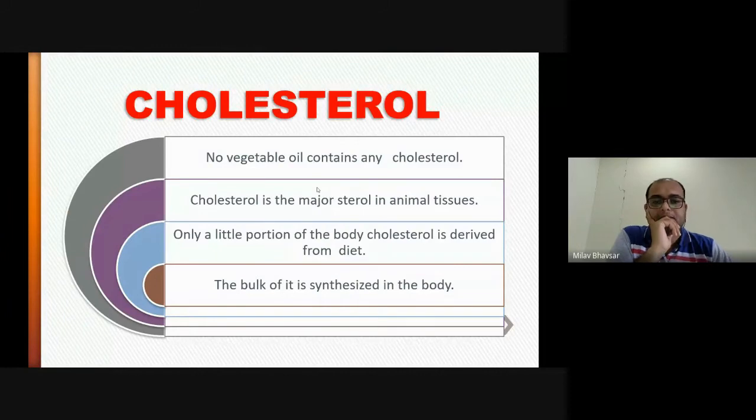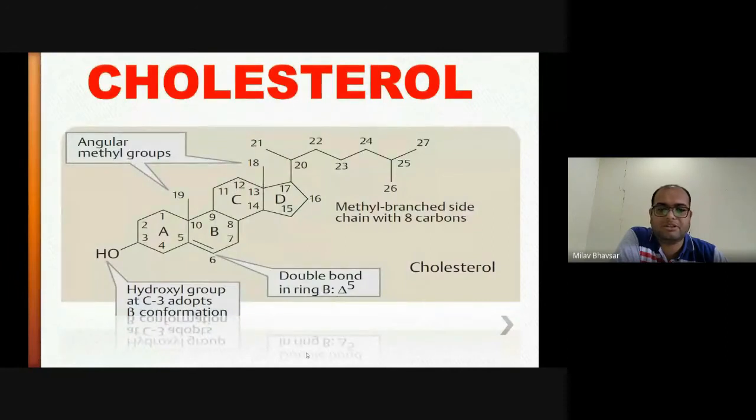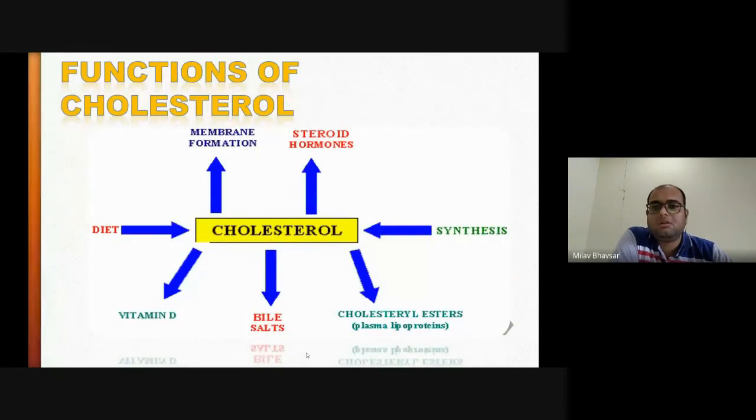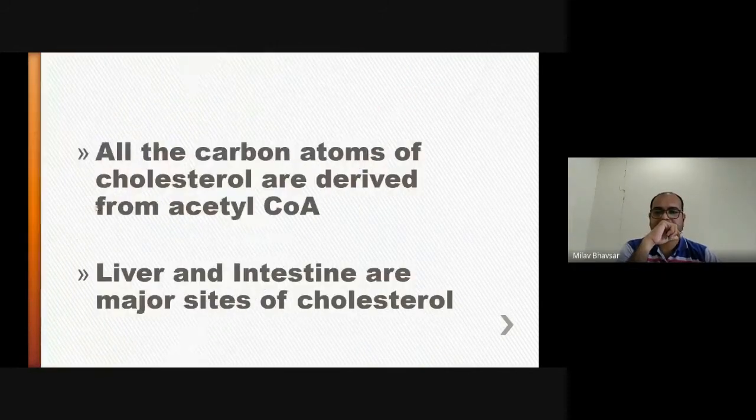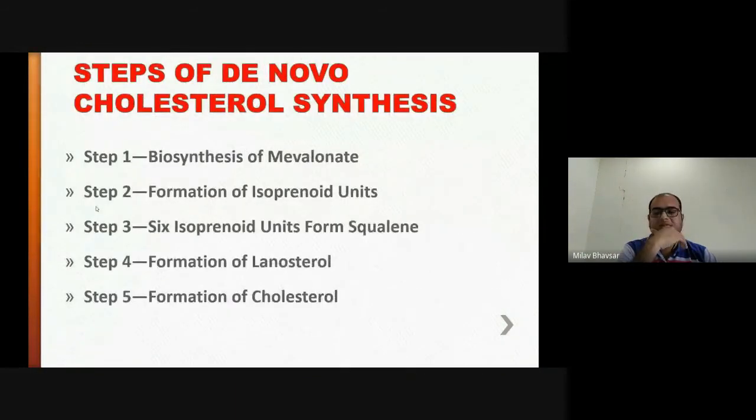Remember, this is a major staple of the animal tissue. Okay, most of it is synthesized inside the body only. This is the structure. What are the functions? Again, we are discussing membrane formation, steroid hormones, cholesterol ester, bile salts, vitamin D. So how does this cholesterol biosynthesis occur? All of the carbon atoms are coming from acetyl coenzyme A, and two sites are there, liver as well as intestine, that can generate cholesterol.